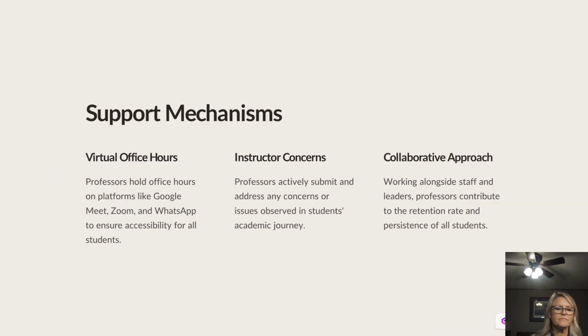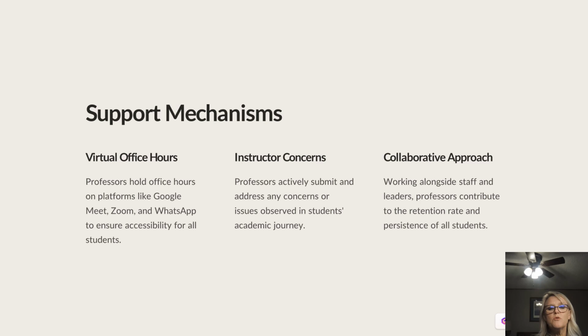Support mechanisms. The next factor in identifying them is how do you support them? There's virtual office hours. Professors hold office hours on platforms like Google Meet, Zoom, WhatsApp to ensure accessibility for all students. Consider how accessible that is per student. Some students will feel more comfortable jumping back into Zoom. However, some students are more comfortable on their cell phones, and their cell phones is their second tool in their life these days. So finding a way to get them to get on that cell phone where you can demonstrate. Google Meet is very good at that. I use it a lot.